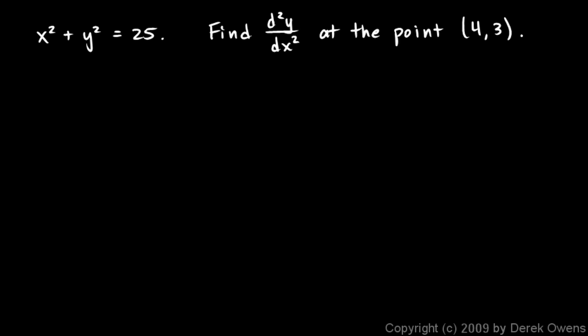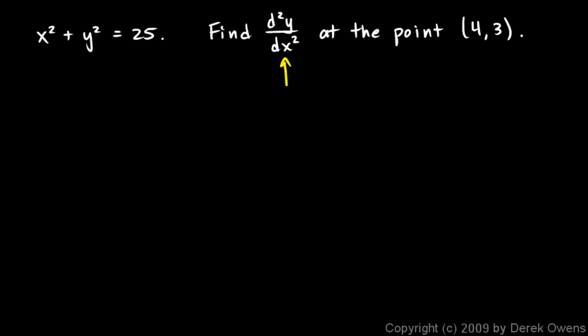Alright, in this video we'll do a couple more example problems on implicit differentiation, and both of these examples are very similar to problems that have appeared on AP exams in the past. And here's the first one. x squared plus y squared is 25. Find d squared y dx squared at the point (4, 3).